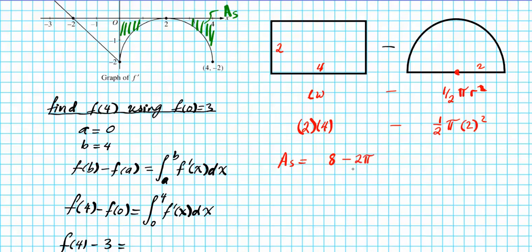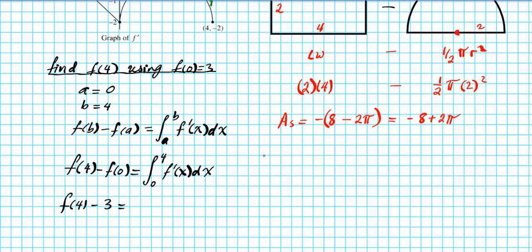Now, this would have been the answer if the region was above the x-axis, but the shaded area is beneath the x-axis, so I will negate the entire result. Which basically becomes, what does it become? Negative 8 plus 2 pi. That's the area of the shaded region. So that's what we're going to insert right here for the value of this integral from 0 to 4 of f prime of x dx.